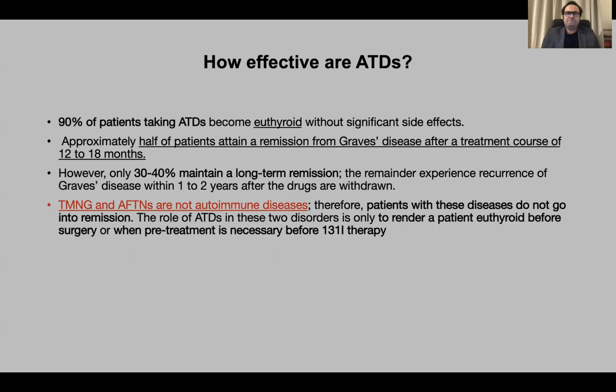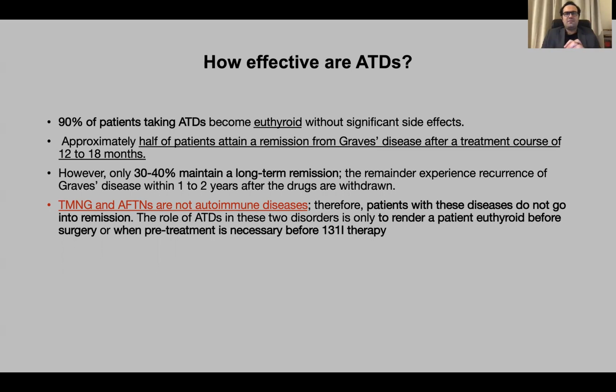So basically, how effective are ATDs? Now, the first question is, do the patients become euthyroid? How many of them become euthyroid? And the second question is, how many of them will go into remission and long-term remission? So whenever we start the patient on carbimazole or numercazole, we know that most of them, 90% of the patients who take ATDs, become euthyroid in a few months and without any significant side effects. So this is good news.